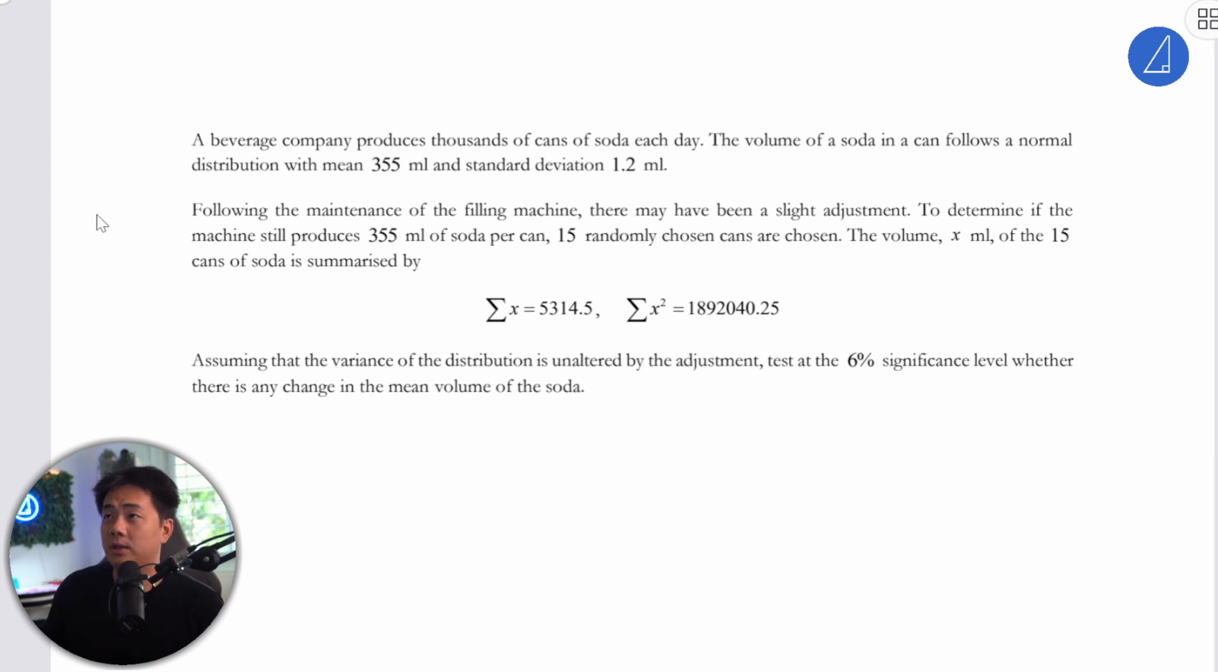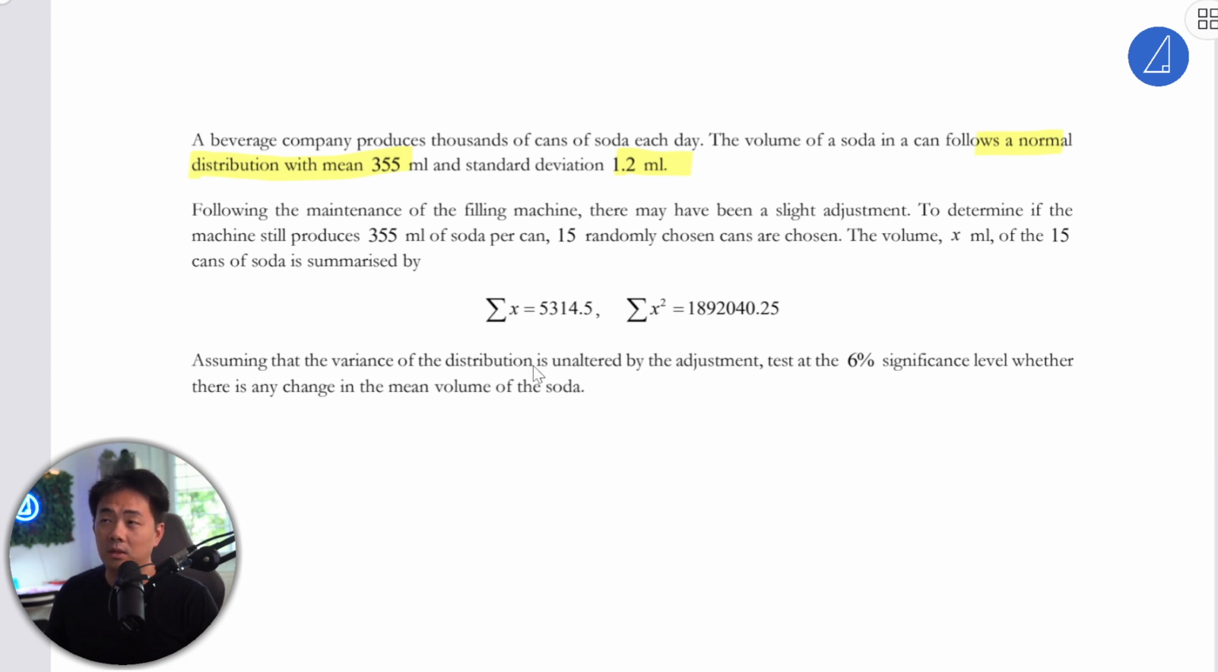So, a beverage company produces thousands of cans of soda each day. The volume of soda in a can follows a normal distribution, with a mean of 355 milliliters and a standard deviation of 1.2 milliliters. Following the maintenance of the filling machine, there may have been a slight adjustment. To determine if the machine still produces 355 milliliters of soda per can, 15 randomly chosen cans are selected. The volume X ml of the 15 cans of soda is summarized as below. So this is the case here.